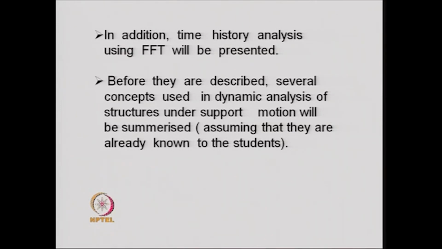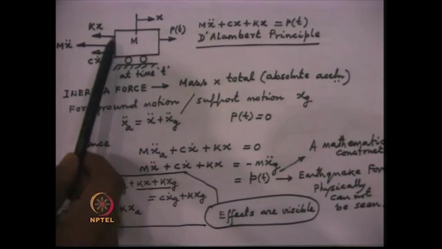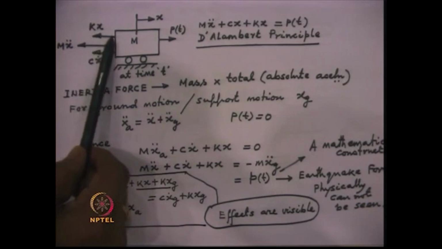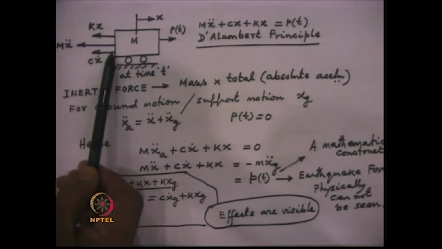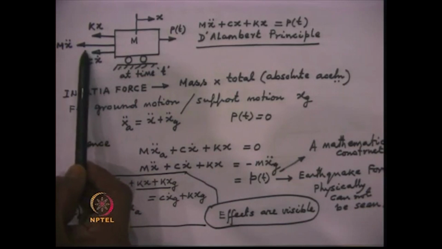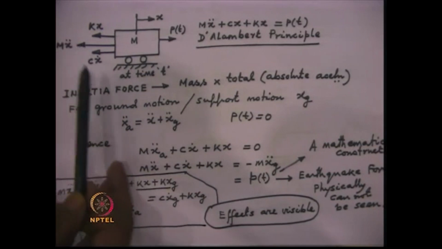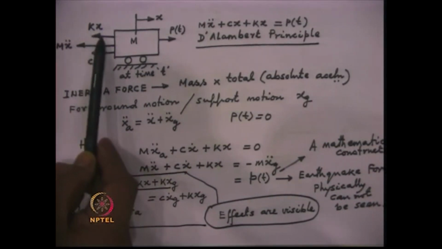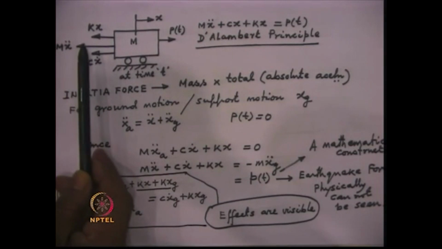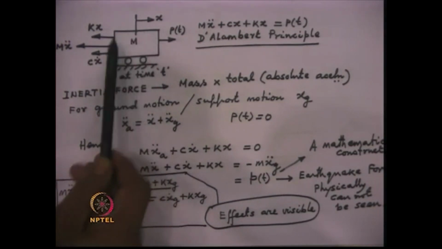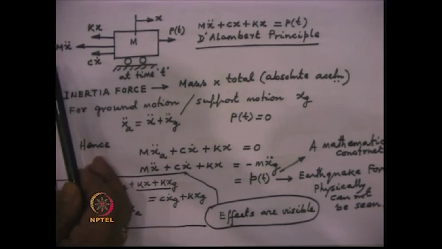First, the equation of motion for a single degree freedom system is known to all of you. This is a mass of a single degree freedom system. It is connected by a spring to a support, and a dashpot also is connected to the support. Dashpot indicates the damping, and the spring denotes the restoring action of the elastic system, and the M denotes the mass of the elastic system.